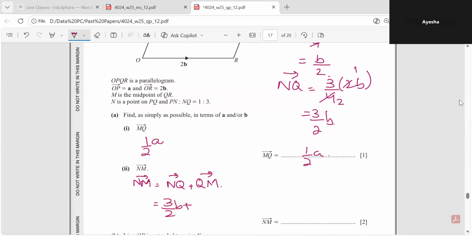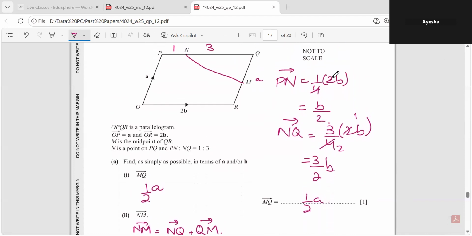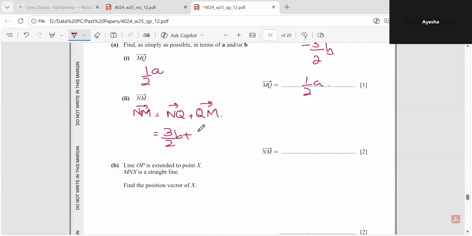plus QM. So what is QM? QM is going to be, because it's minus side, minus of A/2. Why? Because in this direction it was A. So in the opposite direction it will be minus A/2. So if we simplify it, it will be 3B minus A/2. So we can write it's 3B minus A/2.